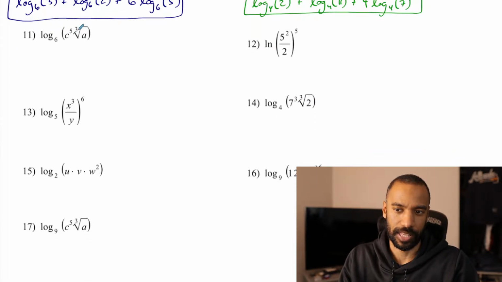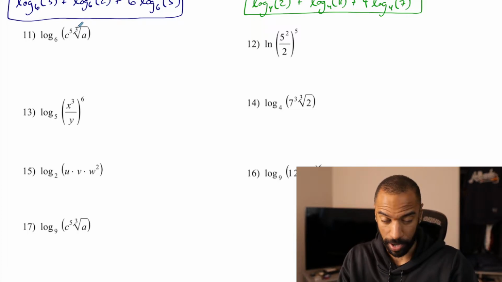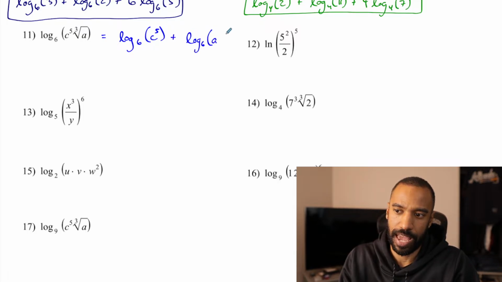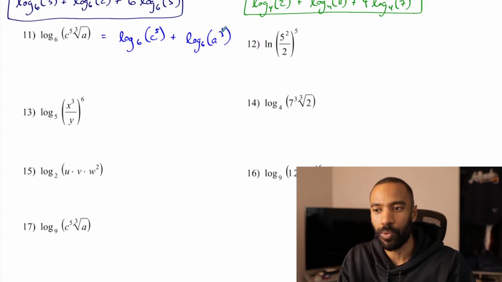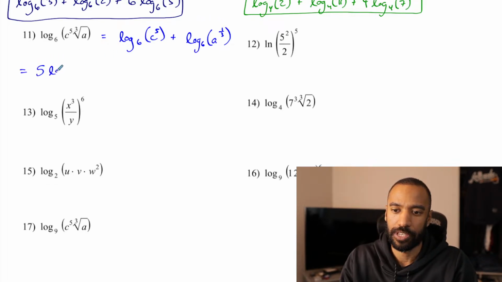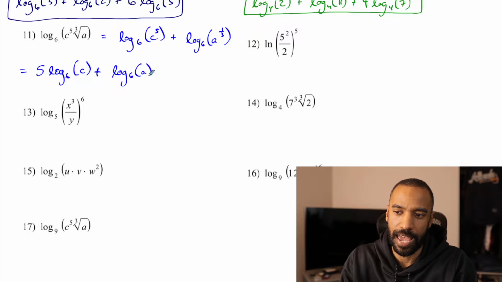Number 11. This one has that a to the 1/3, cube root of a, right? That becomes a to the 1/3 power. So I'll just rewrite that as log base 6 of c to the 5th plus log base 6 of a to the 1/3. And again, you want to write it in its exponential form so you can pull it out properly. I'm not going to pull a 3 out, but a 1/3 out, and I'm going to pull a 5 out of this one. So 5 times log base 6 of c plus, and remember, 1/3 times something means that something divided by 3, so log base 6 of a divided by 3, like that.